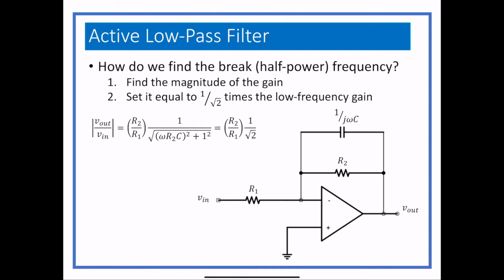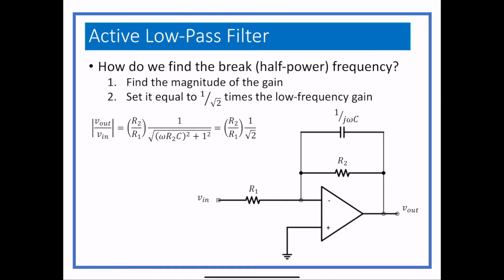We don't have to worry about imaginary numbers in here. So the magnitude is R2 over R1 times 1 over the square root of (omega R2C) squared plus 1 squared. We set that equal to R2 over R1 times 1 over square root of 2. You notice we've taken the negative sign away, and we generally do that with most of these signals because now it's complex. The negative sign means a phase inversion, not a negative number, so it kind of doesn't matter. We just use the magnitude of the gain pretty much when we're talking about filters and other things.